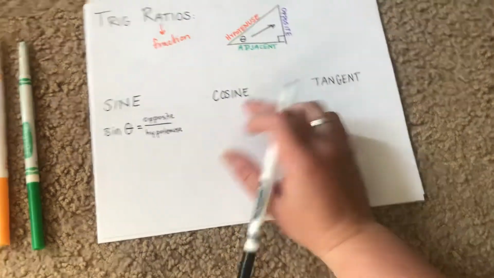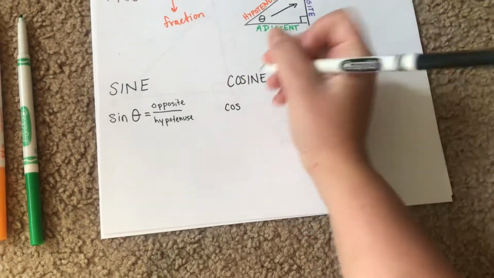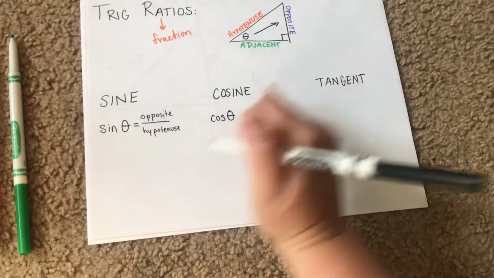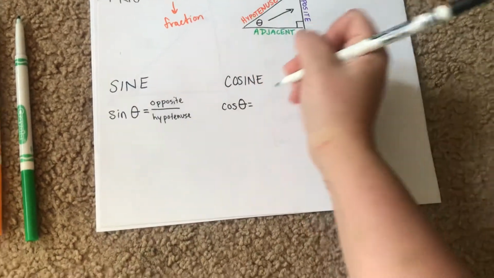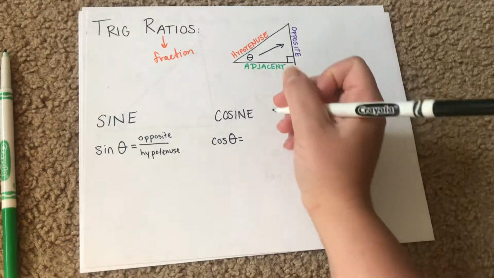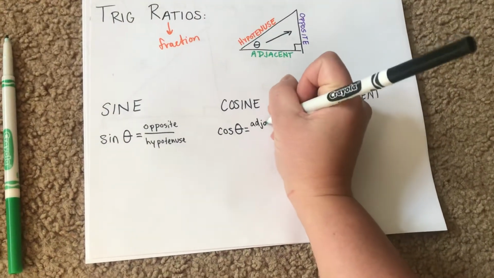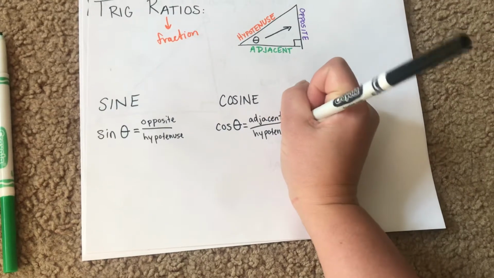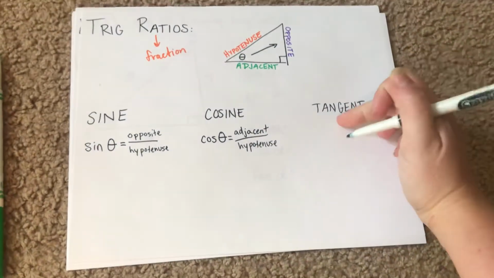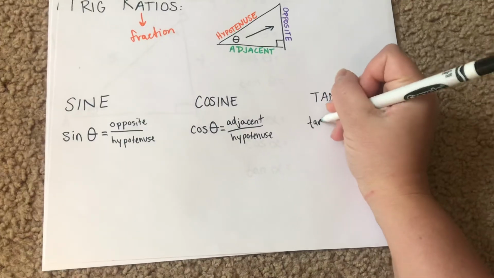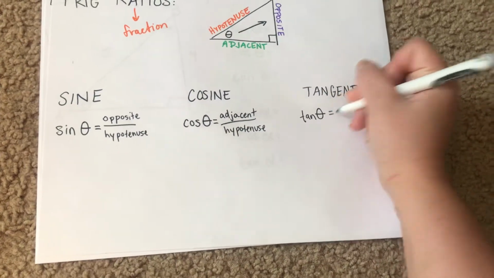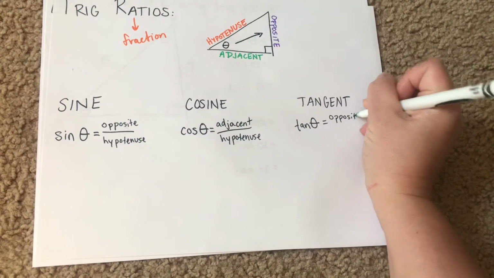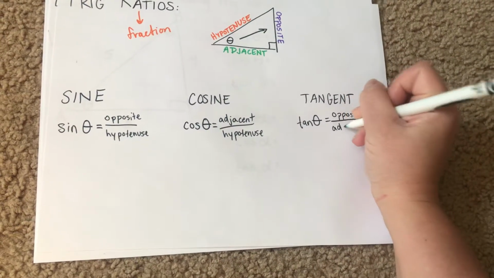We also have the cosine function. This one we would write as COS, the cosine of theta. So you're always taking the sine of an angle, cosine of an angle, tangent of an angle. This relationship, the ratio, is adjacent over hypotenuse. And lastly, we have tangent, which we write as tan. Tan theta is the opposite over adjacent.